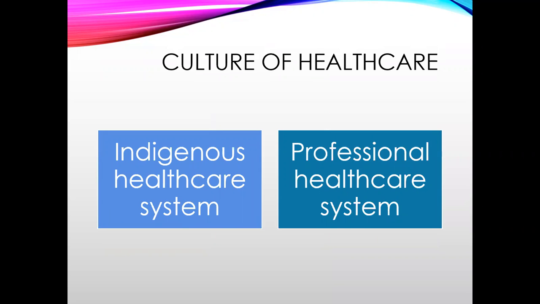So the culture of healthcare can be divided into the indigenous healthcare system, which consists of folk medicine and traditional healing medicines. It can also include over-the-counter and self-treatment remedies. And then we have the professional healthcare system. And this is what all the nurses are in school for, right? This is run by a set of professional healthcare providers who have all been formally educated and trained.